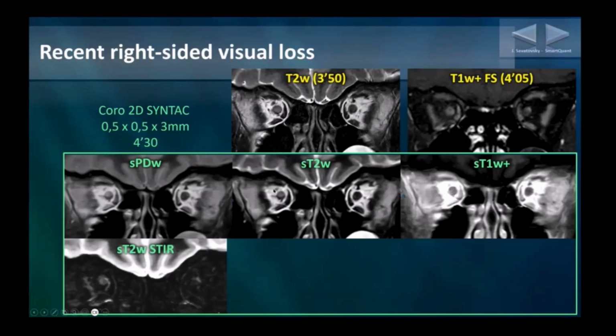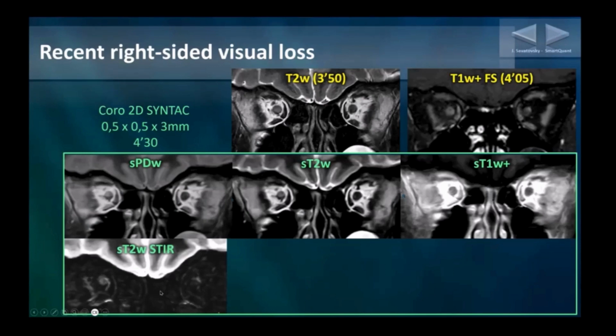And we can clearly depict the high signal intensity of the right optic nerve in T2, but I find it even more visible in the synthetic proton density weightings and in the synthetic T2 STIR.